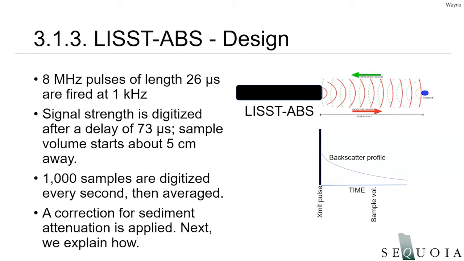One key here is we use a short acoustic path length so that we don't have to deal with attenuation due to water over that path length. We do a fair amount of averaging within the actual instrument firmware. Like I said, the sound attenuation due to water is minimized, but in high concentrations, we still apply a correction for sediment attenuation that we'll describe next.